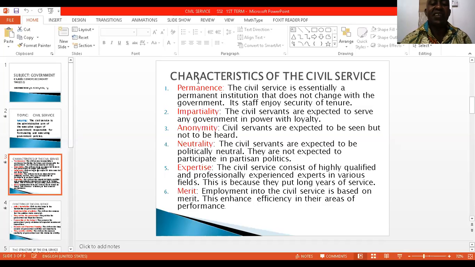So not rendering services based on the salary they are paying them. Even if they are doing it based on the salary, it may not be enough to compare to the services they are rendering to the government. They do it in loyalty. They do it unto God.